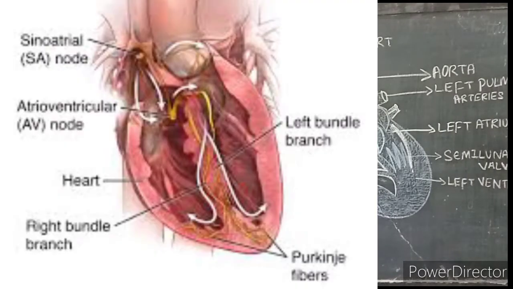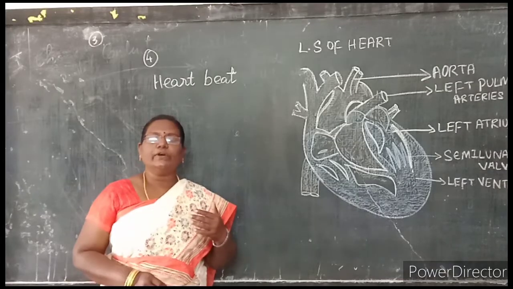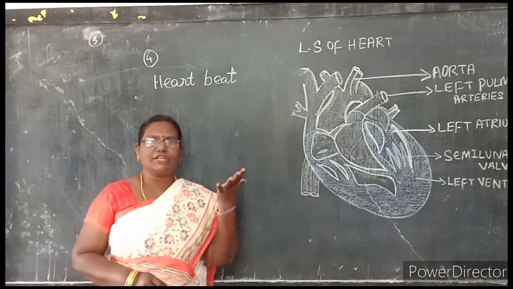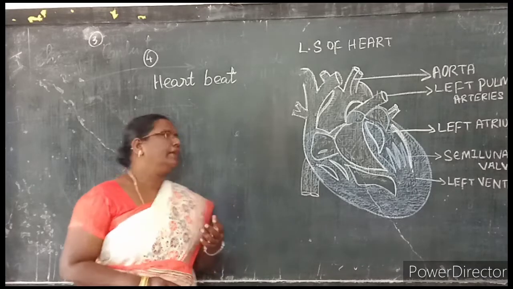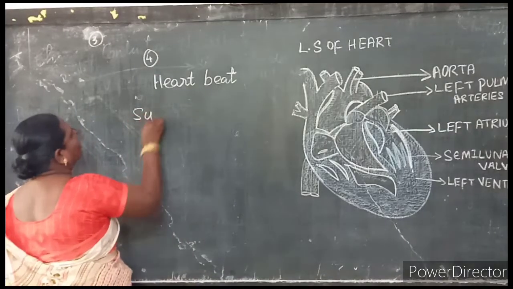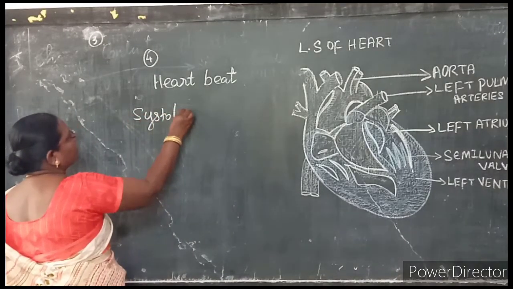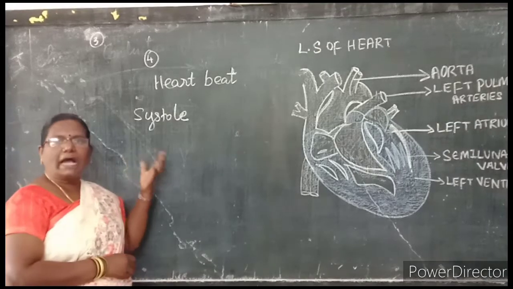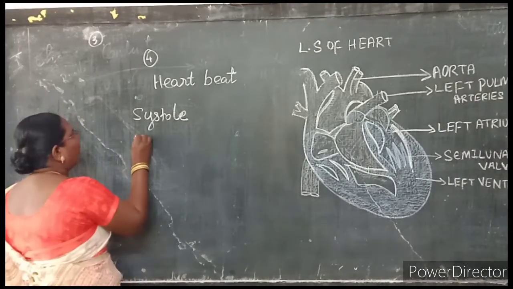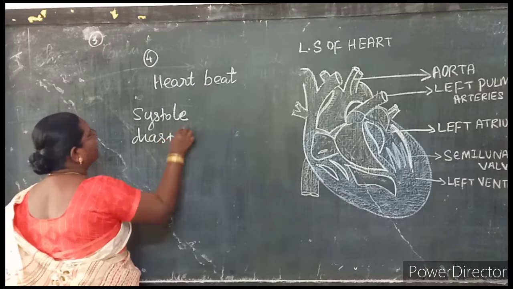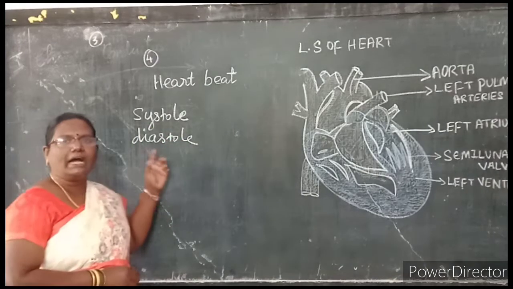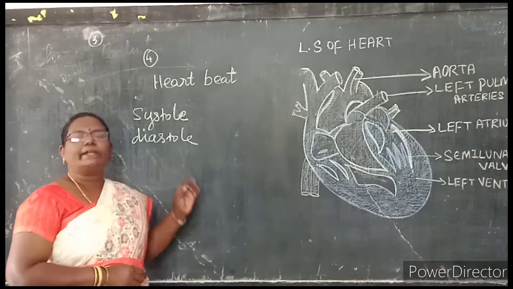Next we learn about the contraction of the heartbeat. The rhythmic contraction and relaxation of the heart is called a heartbeat. The contraction of the heart is called systole. The relaxation of the heart is called what? Diastole.